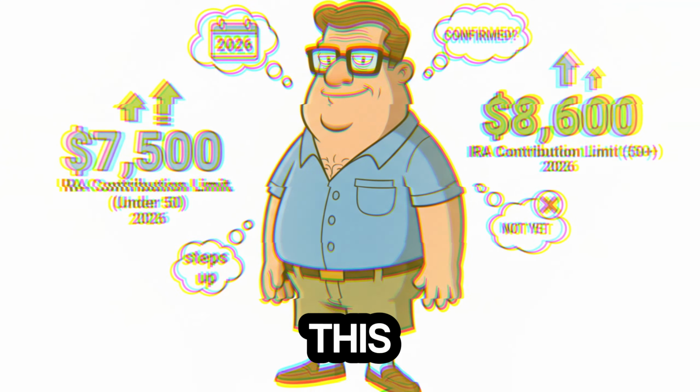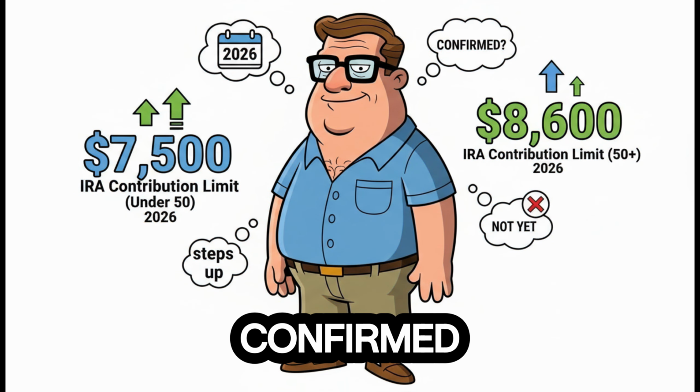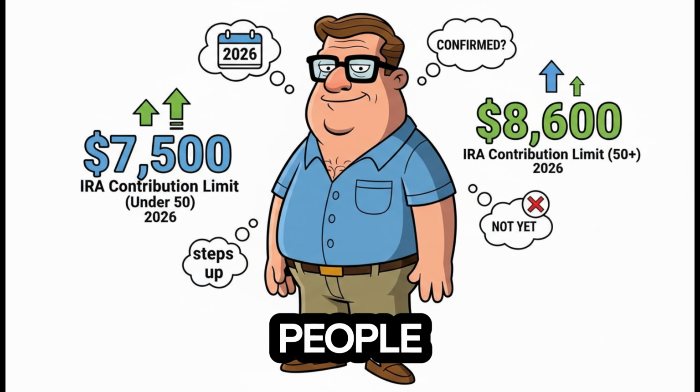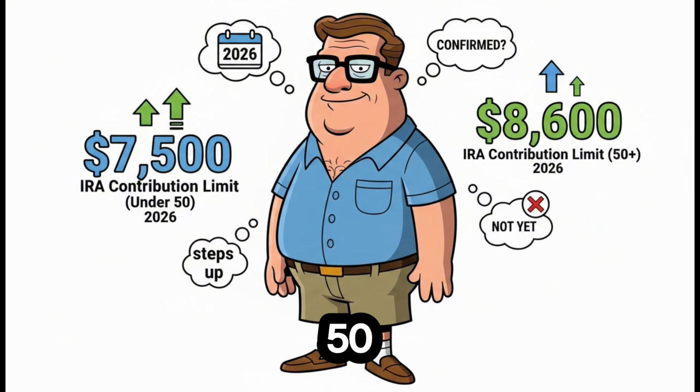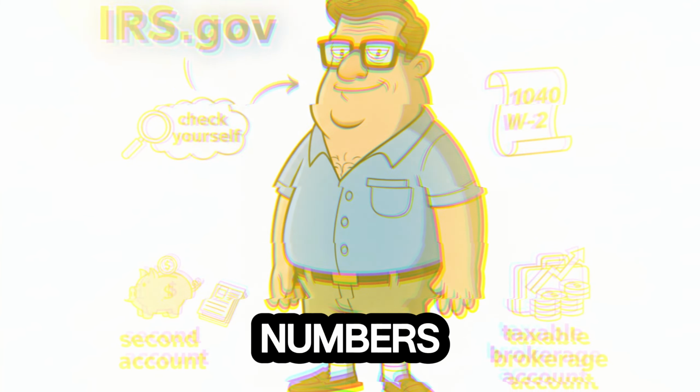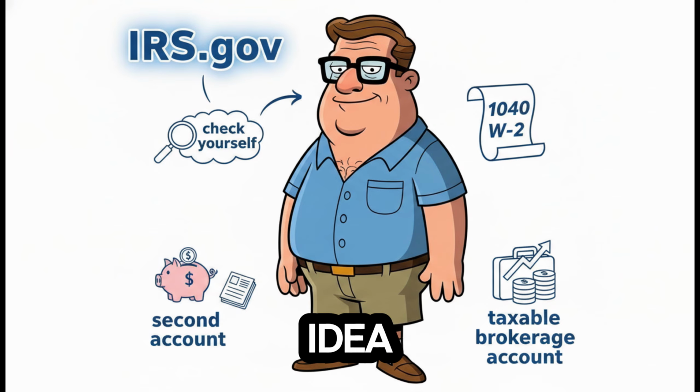As I'm recording this right now, and it's not actually confirmed, for 2026, the IRA contribution limit steps up to $7,500 for people under 50. And if you're older than 50, that goes up to $8,600 a year. Again, these numbers might change, but it's always a good idea to check yourself on irs.gov.